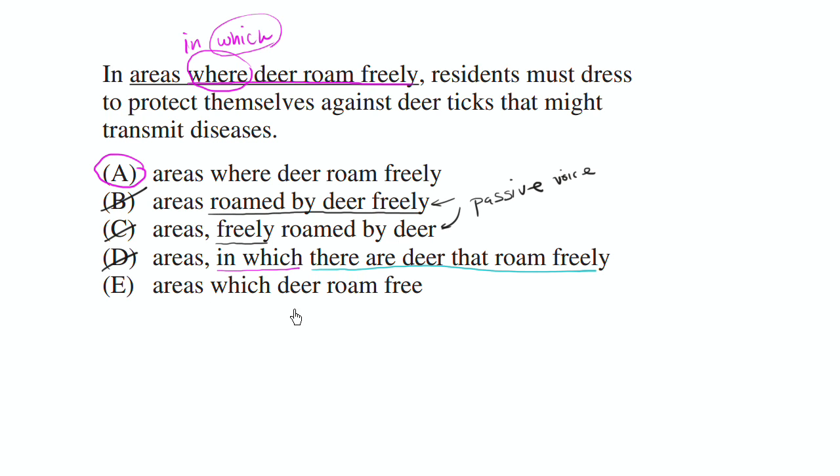Areas which deer roam free. So the problem here is we have the relative pronoun which, but we're not saying how do we relate to those areas that we're referring to. Well, or in particular, how do the deer relate to them? Well, the deer are in them. You need to put that in which. This needs an in right over here. Without the in, this isn't right really grammatically. Areas which deer roam free. No, the deer are in the area. So I'd cross that one out as well.